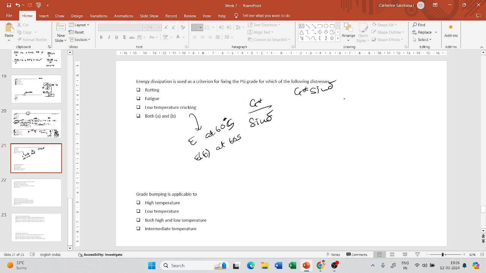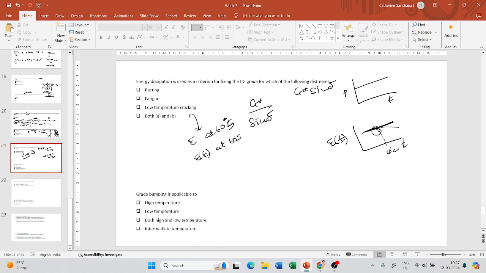So for low temperature, what do we do? We subject the sample to a constant load with time, and measure the modulus as a function of time. Then at 60 seconds you note down the value of the modulus, and also you note down the slope of this curve. So this does not have anything to do with energy dissipation, because you are simply plotting the values and getting the values from the curve.